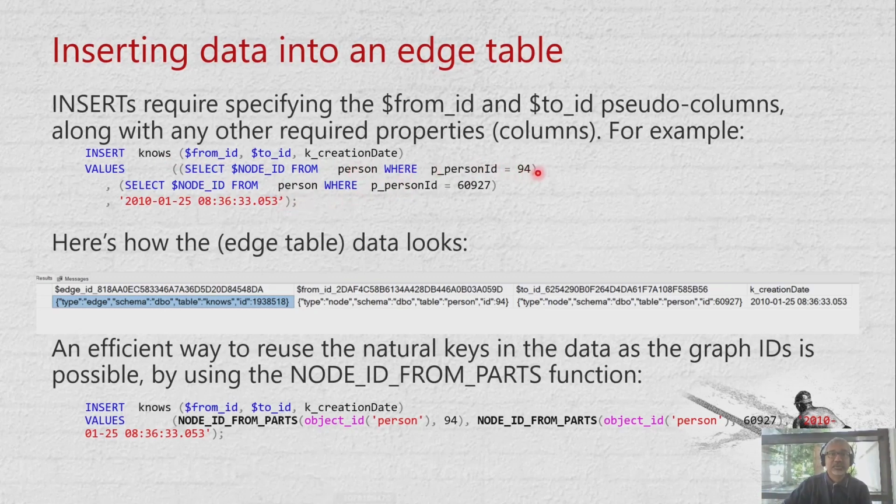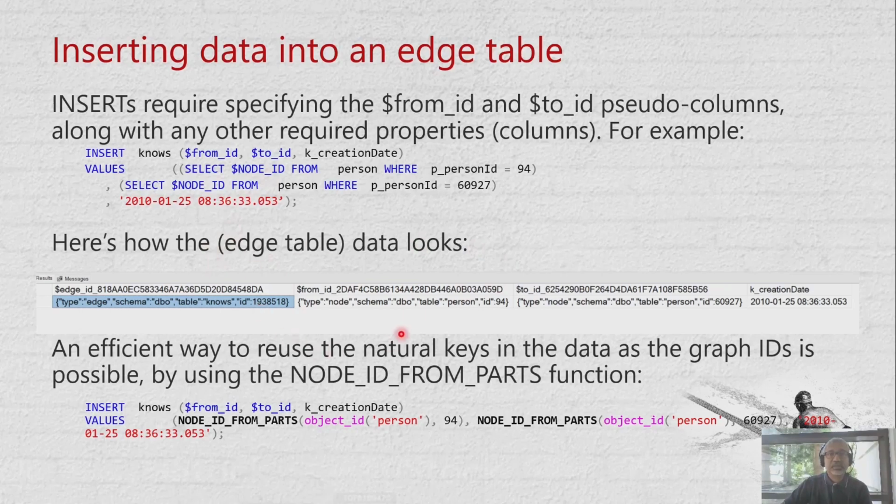In this case, we are trying to connect the node ID for the person ID called 94 to the node ID for person ID 6927. So the way you represent the from ID and to ID in graph tables is to use the underlying node ID values from their corresponding node tables.